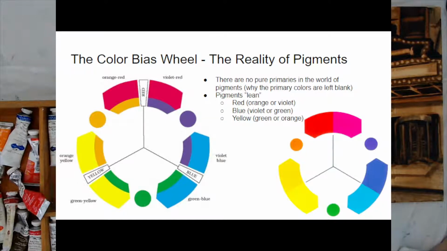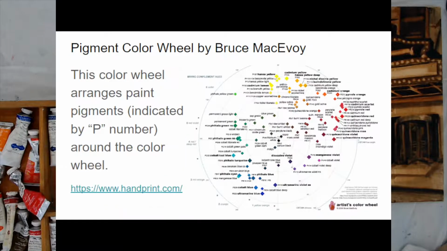And understanding that can help us more effectively mix our colors. There's a pigment color wheel that was created by Bruce MacEvoy, and it arranges actual paint pigments and names of paint pigments, which is indicated by the P number that you'll see on a tube of paint.